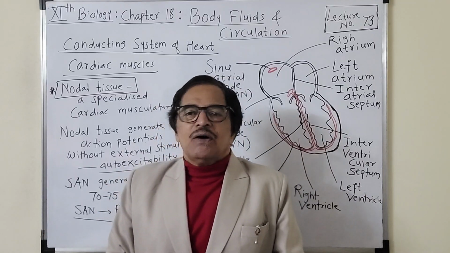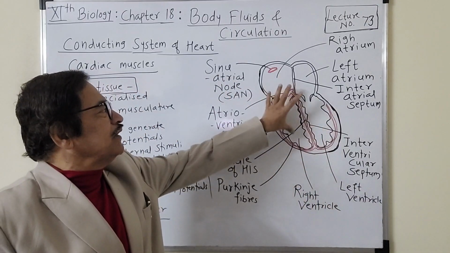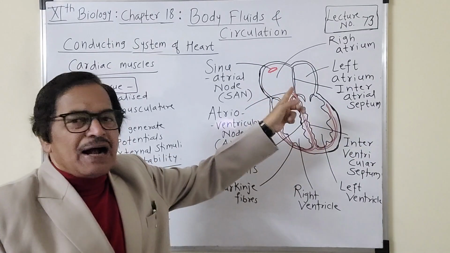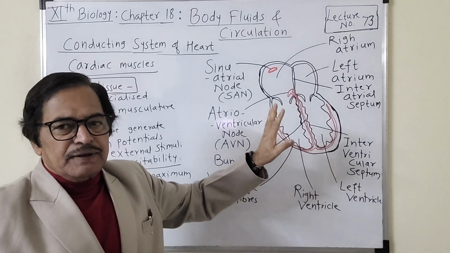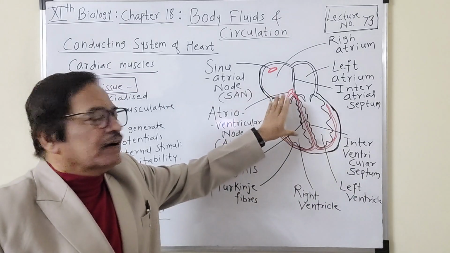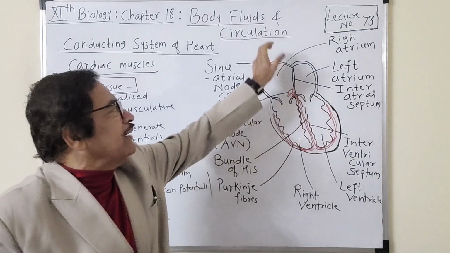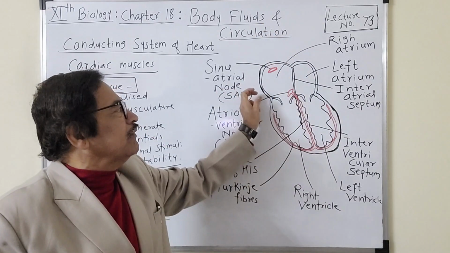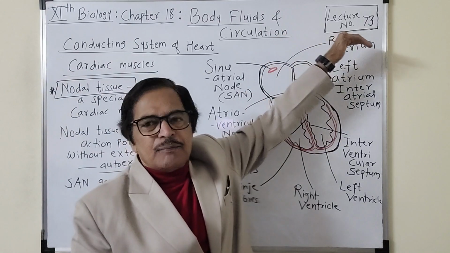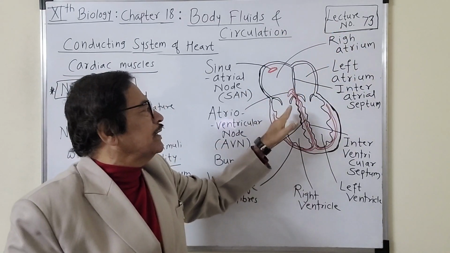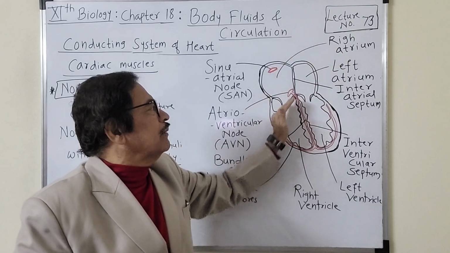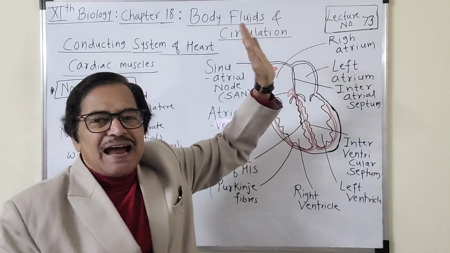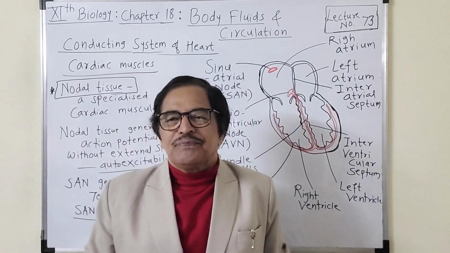Now this is the figure which is showing only the chambers of the heart and the wall of the heart. That means in this figure, I have not sketched the superior vena cava, inferior vena cava, aorta, and pulmonary artery, the pulmonary trunk. So that part is not shown here.